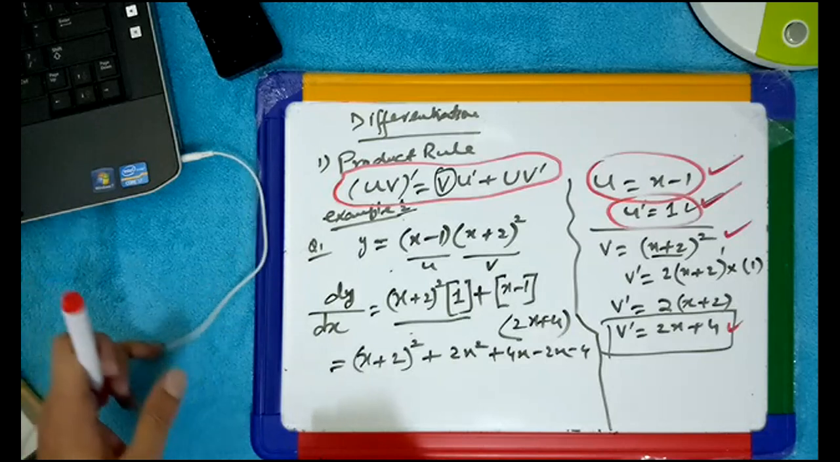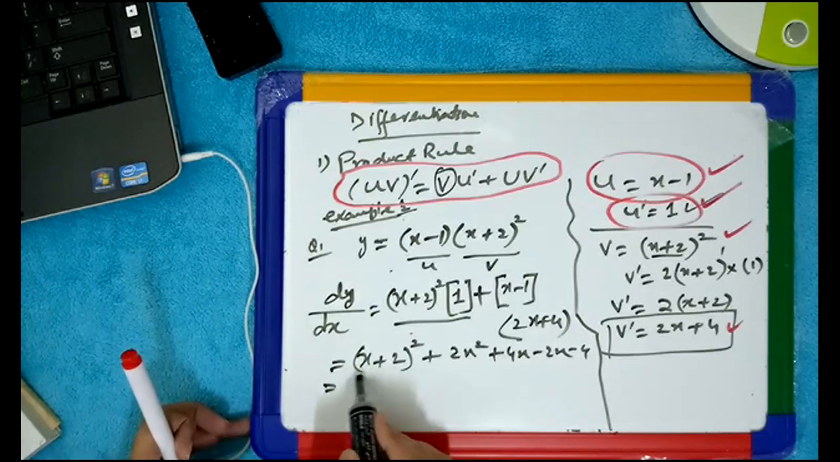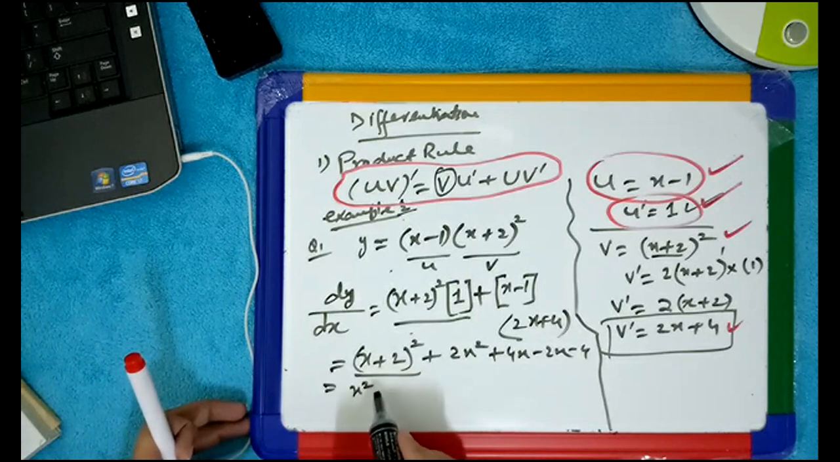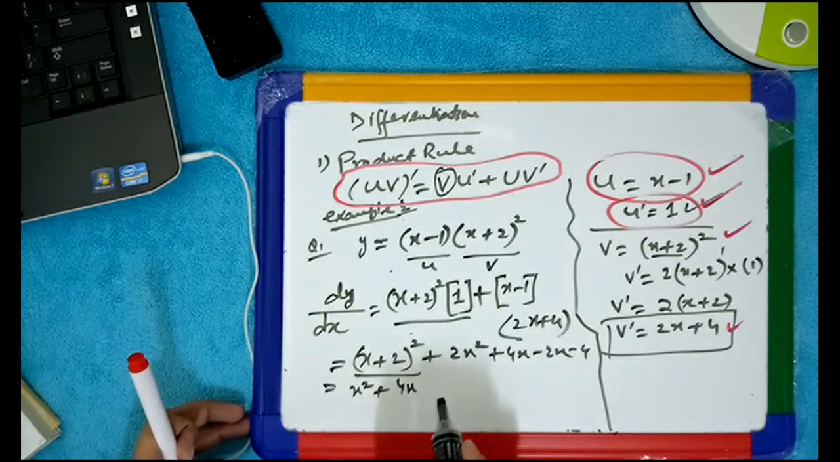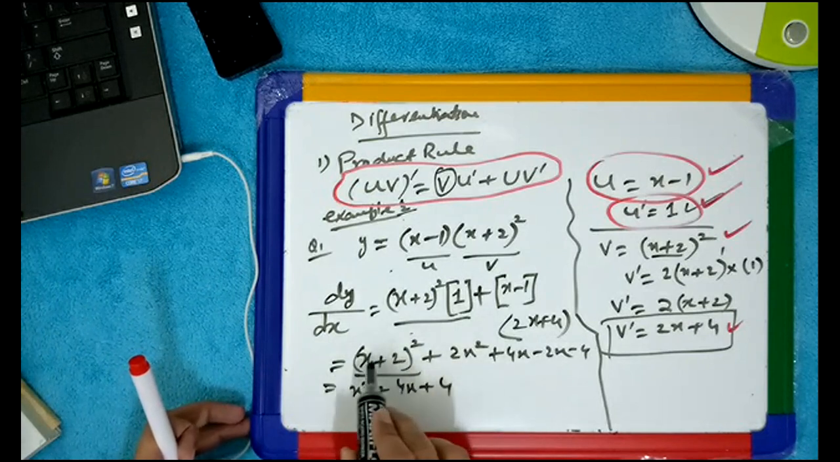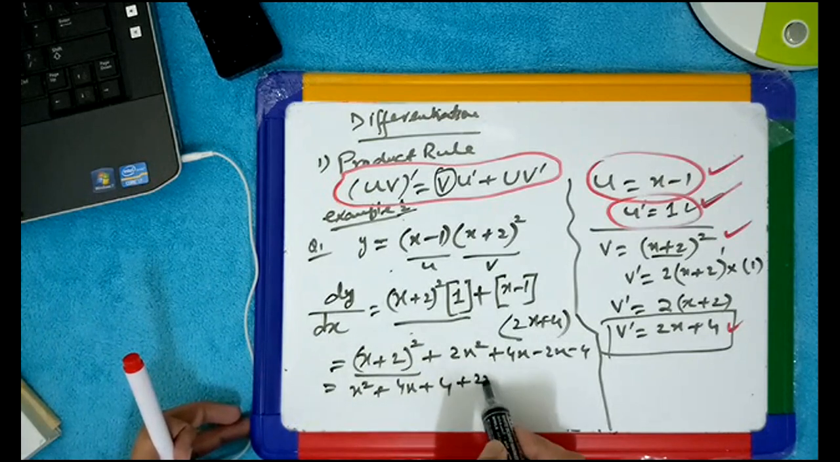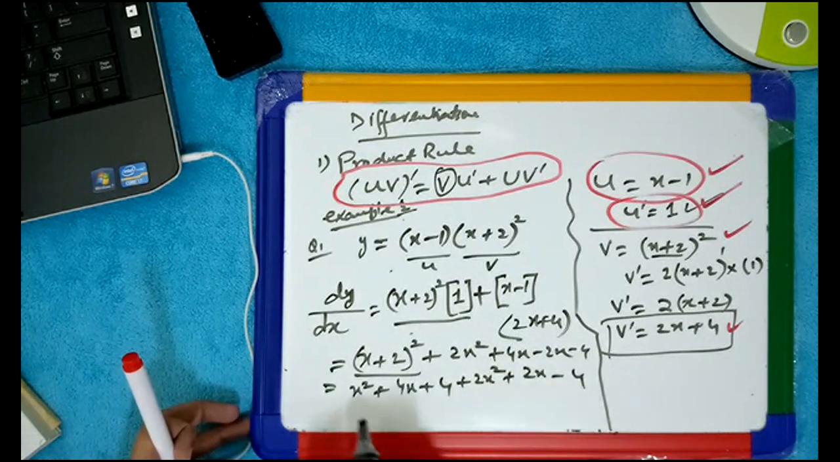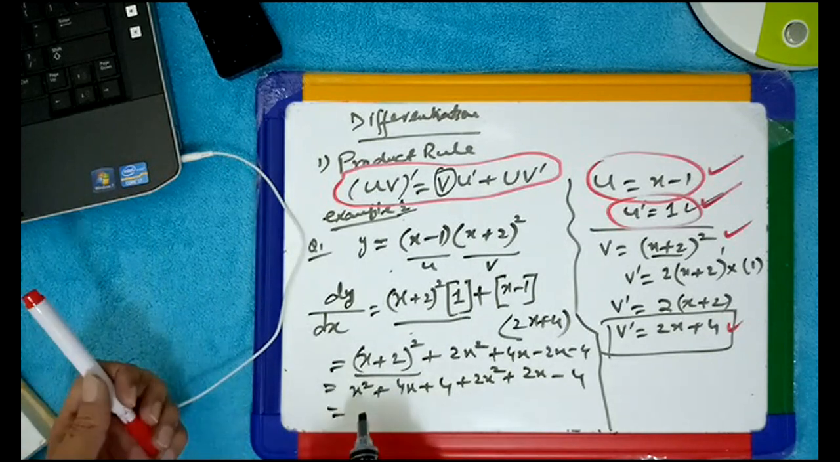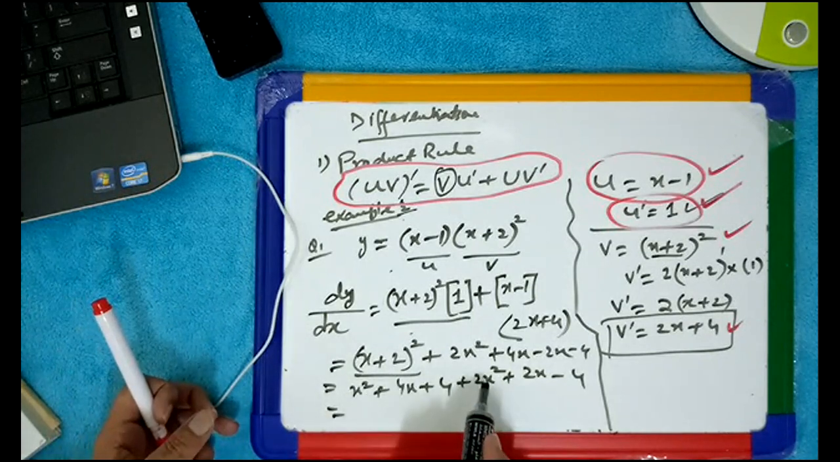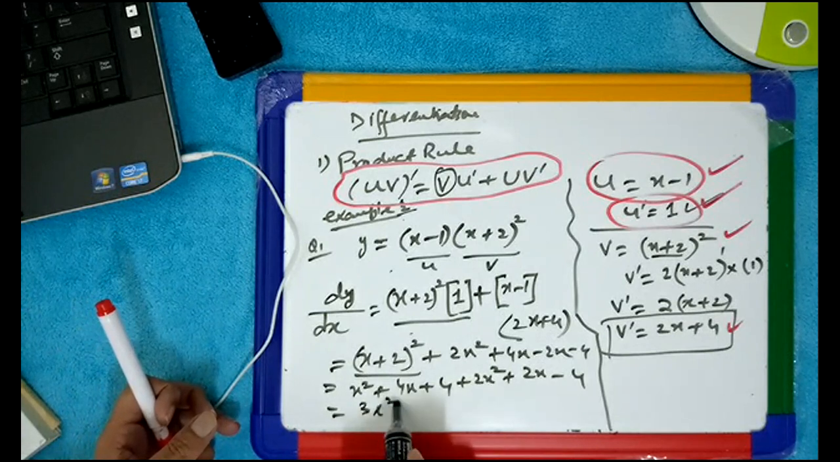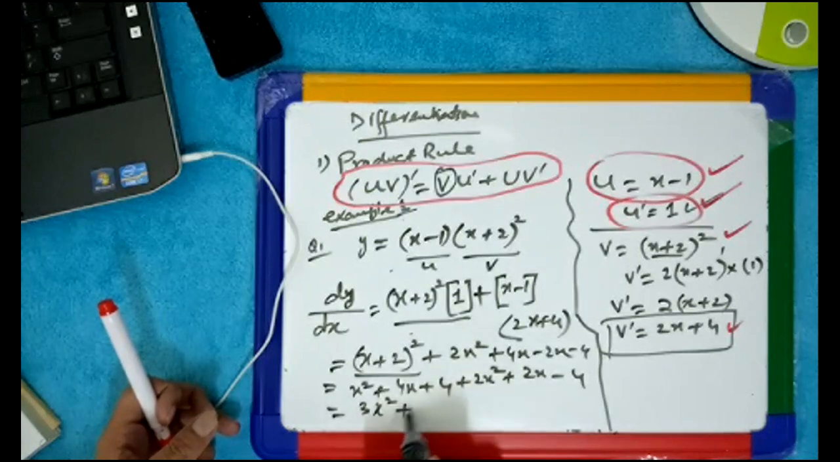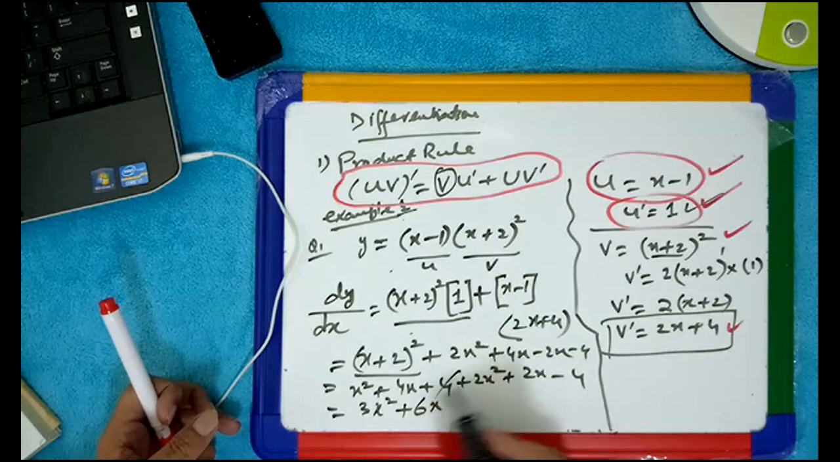Okay, now only the last step is remaining: I can open this bracket, a plus b whole square formula. So x square plus 2 into this, 4x, plus 4. If I open this one, this answer will come. Then 2x square plus this 4x minus 2x is 2x, and minus 4. Now combine all x square terms. How many x square terms? x square plus 2x square is 3x square. And how many x terms? 4x plus 2x, so 6x. Very good. So 4 and 4 cancel.